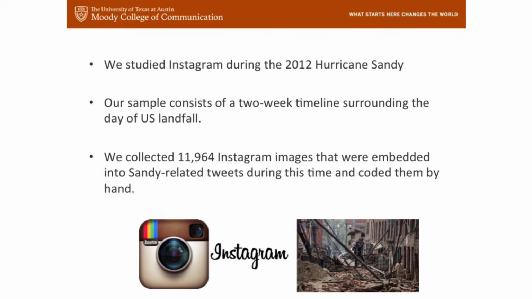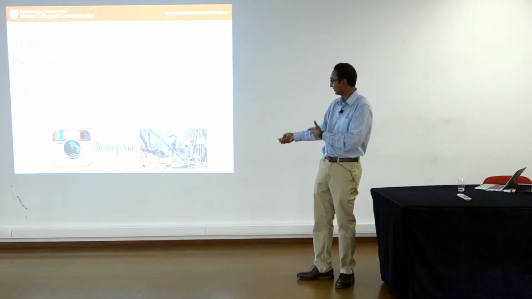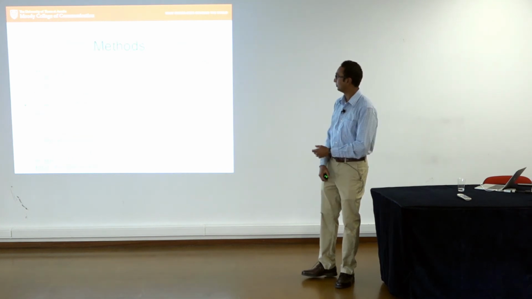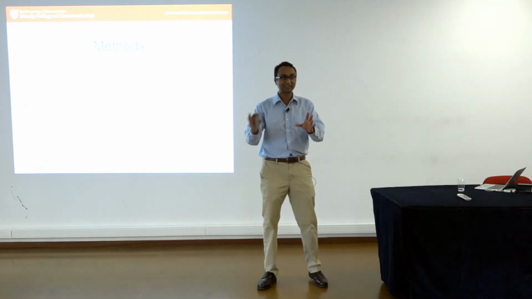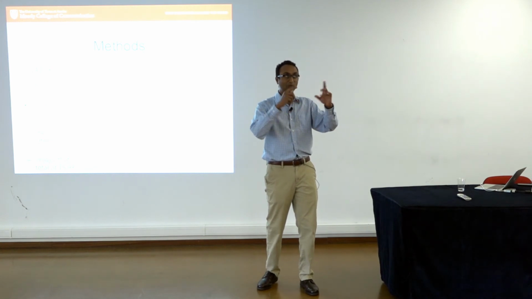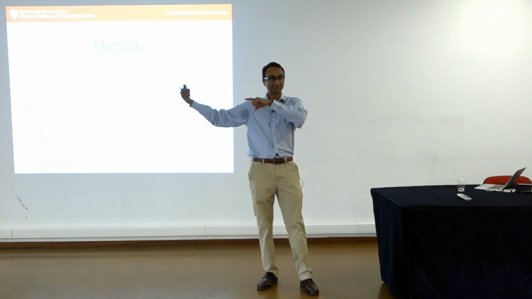So you get images like this, like I said, which are hard to figure out. You see the destruction, you see the people, how do we interpret them? So coming from these 142,768 tweets that were geotagged with Sandy Hurricane Storm from 2012, got these 11,964 images, and then eventually, after the iterative grounded theory coding schemes, we came up with motifs like food, relief, people. Easy to understand things, but computer vision would not have deciphered those things in the first instance.